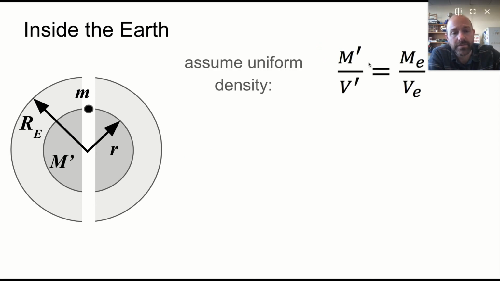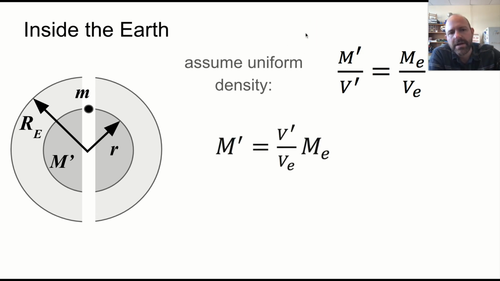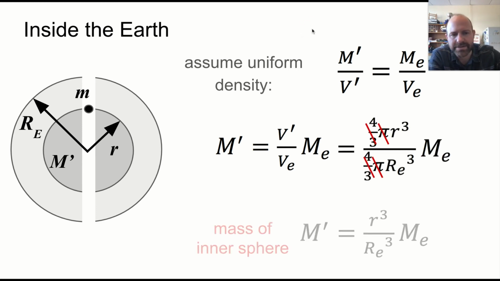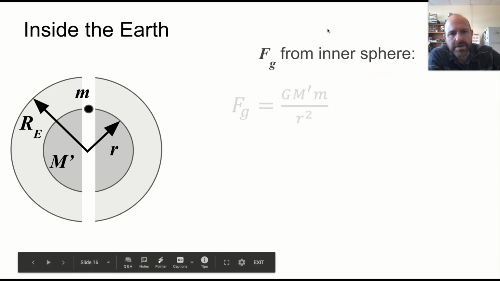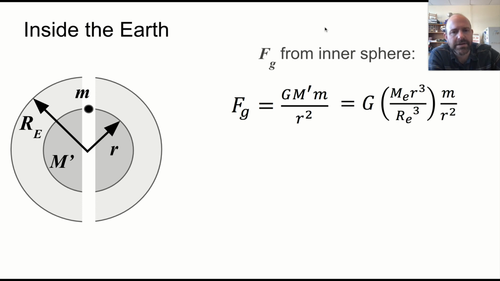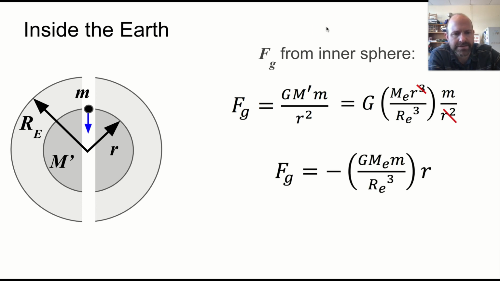If the Earth is of uniform density, which is not exactly the case, but it's a reasonable first order approximation, then the mass is just the ratio of the volume we have now to the volume we had when it was full. You can do a lot of cancellations, and you end up with a mass that is basically the ratio of where you are to the Earth's radius, cubed, times the mass of the Earth. So from the inner sphere, we then get this particular force of gravity. All right, do some cancellation: G times the mass of the Earth times your mass, divided by the radius of the Earth cubed, times where you are.